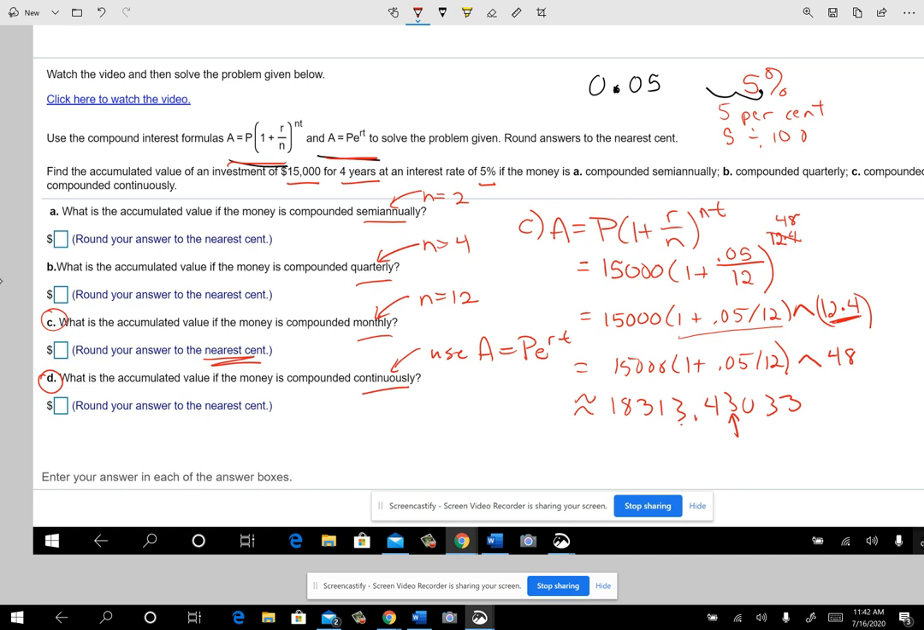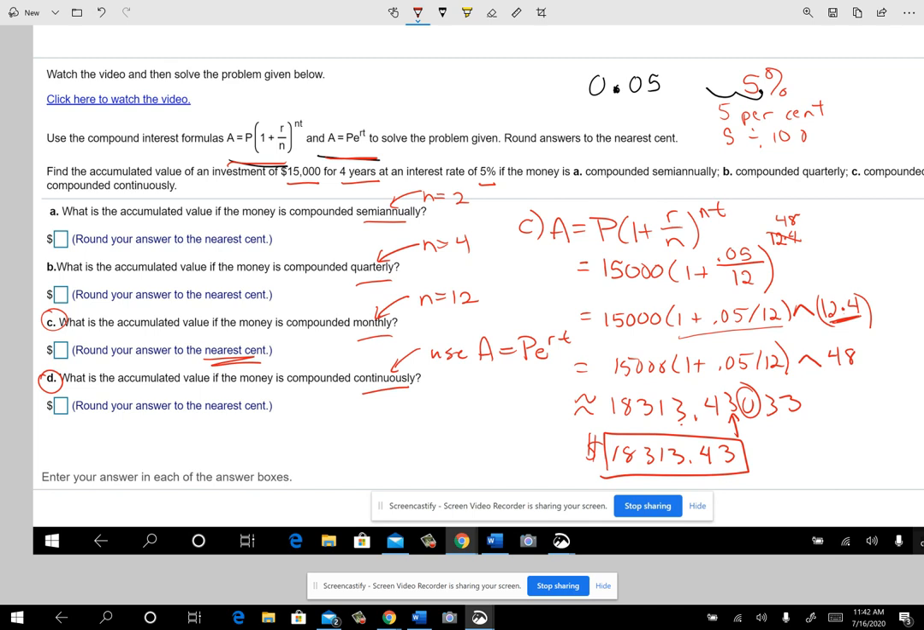Okay. And so what you do is you look at the number after it. And if it's less than 5, you'll just truncate that. You'll just drop those digits. And you're saying that you will have accumulated $18,313.43. Okay. And that's what you're going to put in there. And you don't put the dollar sign because it's already there. So you just put this part. So that would be the answer to C.